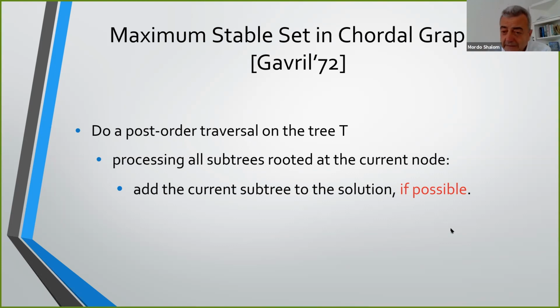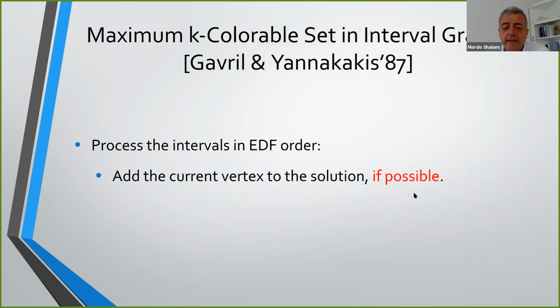Okay, so this is actually the same algorithm if you think. If you have a path, you go from left to right. If you have a tree, you go bottom up. It's the same thing. The first one was a special case of this one.